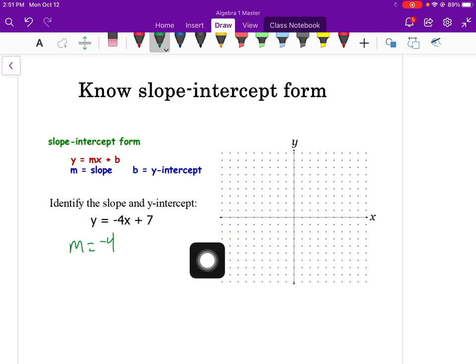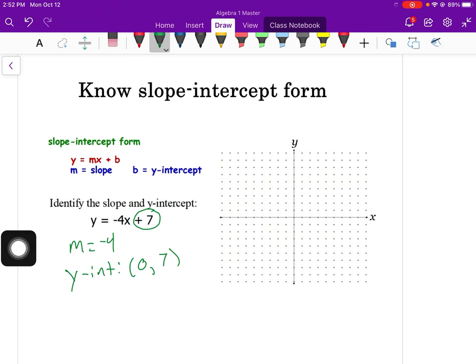Your slope never has an x in it. It's your slope. Okay, we've got mx. M does not have an x in it. It's after it. Okay, so your m is negative 4, and your y-intercept is always going to be an ordered pair of 0, comma, whatever this number is. Notice I circled that sign. If it's a plus or a negative, you bring that with. So in this case, it is 7.